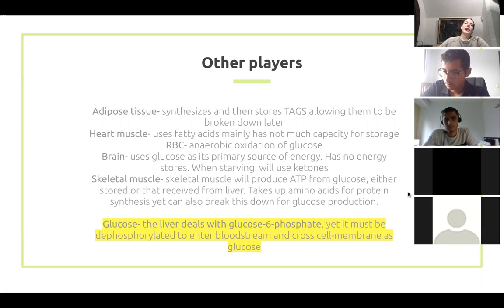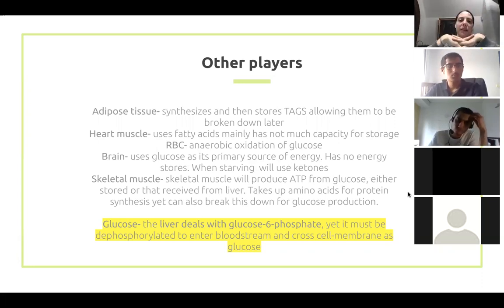These are other things in the body and their role in metabolism, essentially giving us energy or storing energy. We have our adipose tissue. This synthesizes and then stores TAGs, allowing them to be broken down later. Important to note, it doesn't make the fatty acids, it just receives fatty acids and pairs them with glycerol to make TAGs, which it stores in the adipose tissue. It then breaks them down when they need to be used for energy, as Ivy was saying, attaching them to albumin.